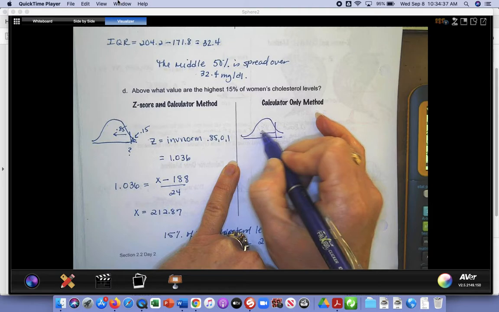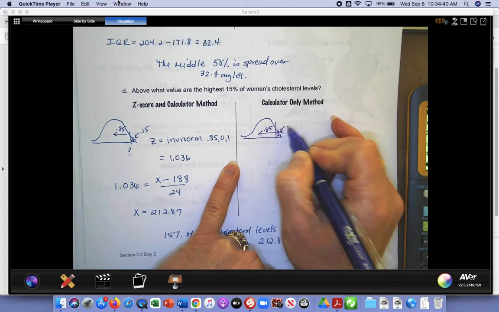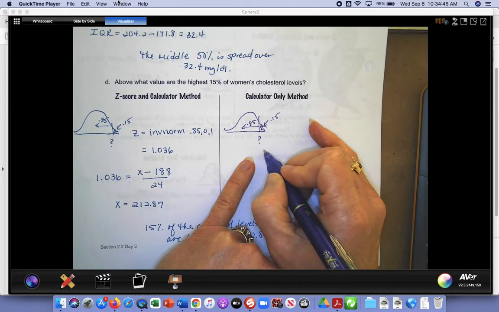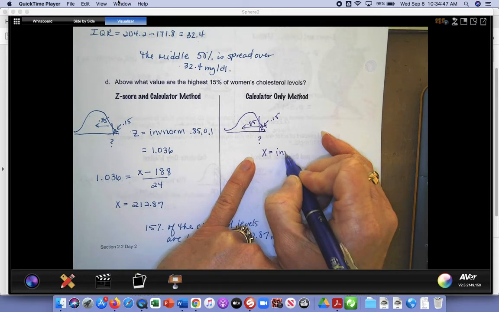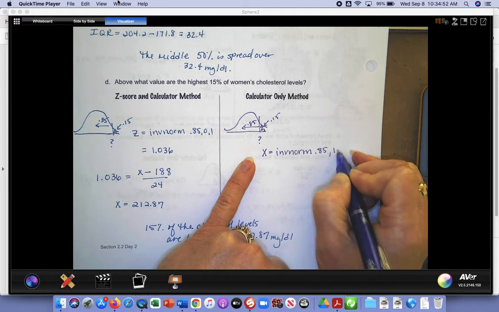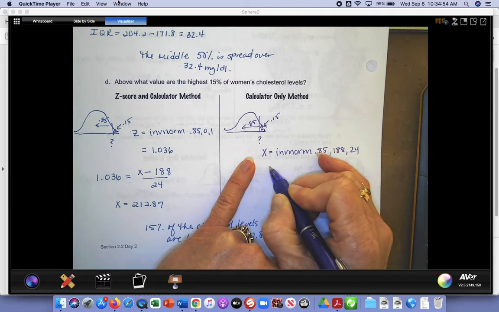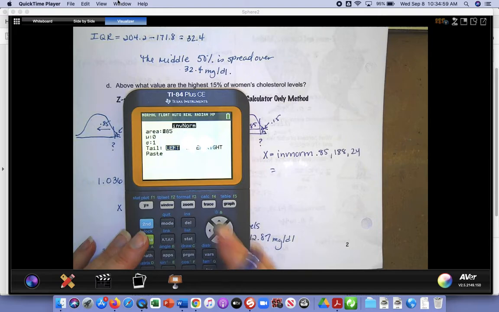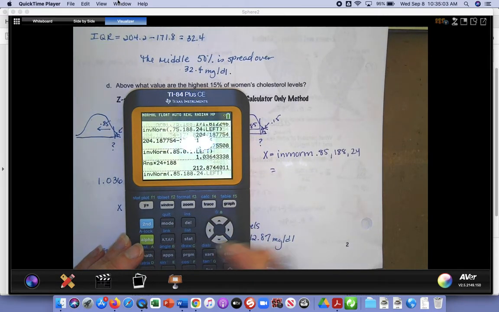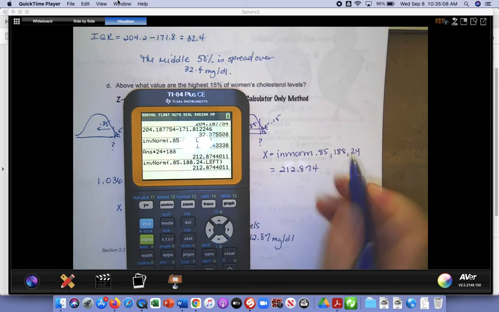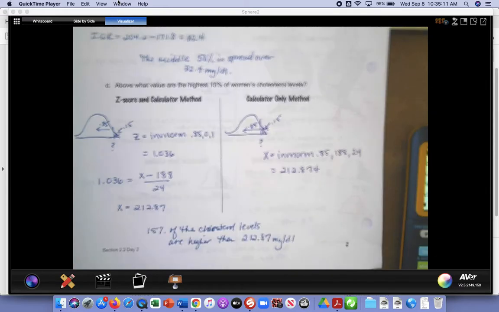If you wanted to do it this way and not do that z-score calculation, again, same picture. I have 0.85. This right here was the 0.15. I want to find the score. I'm not going to call it a z-score now, I can just call it x if you want to call it anything. Inverse norm, 0.85. I did not convert it, so I have to use the 188 and 24. Remember, if you're using that 0 and 1, that means you have a standard normal distribution with the mean of 0 and a standard deviation of 1. And then there's the answer.